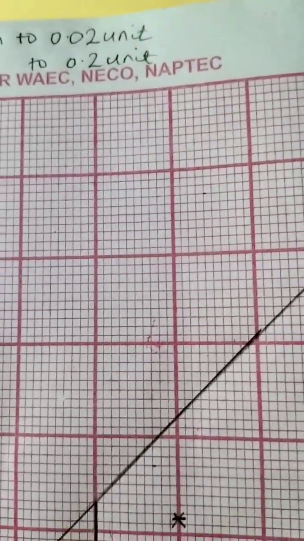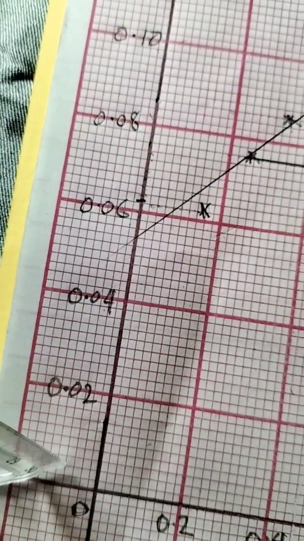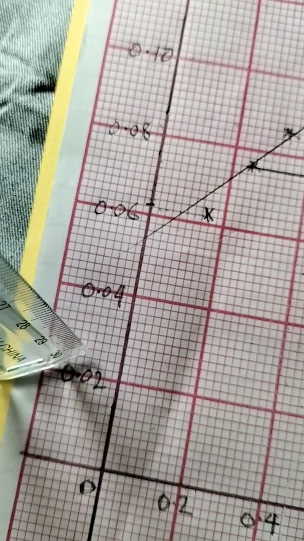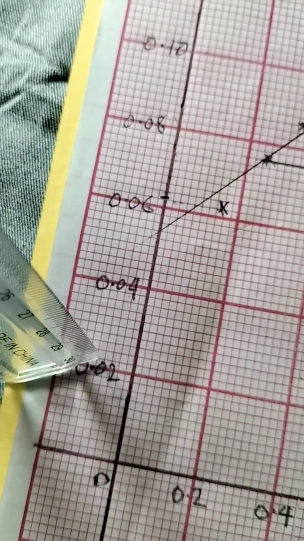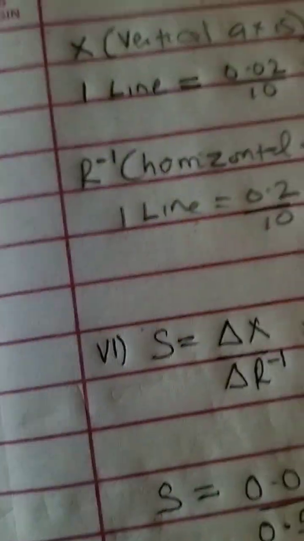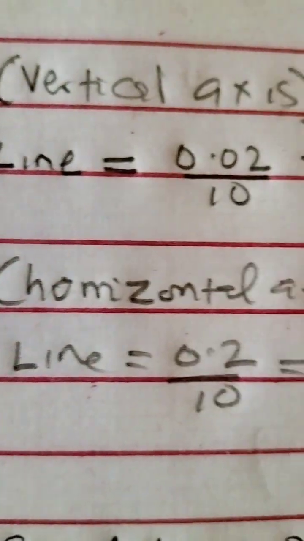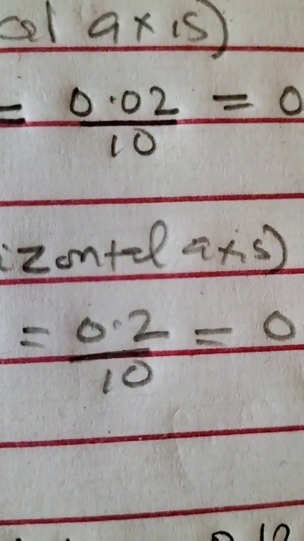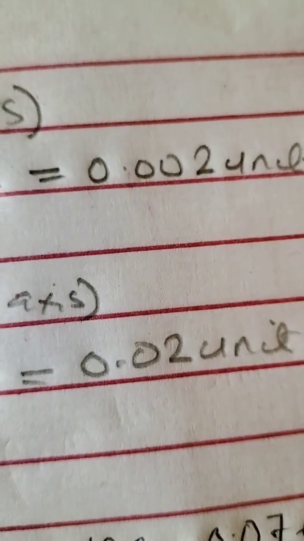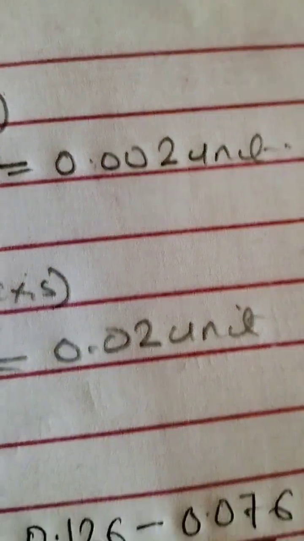Before we start plotting our graph, we should know what one tiny line represents so you can count your readings very well. So how would I know what one line represents on the vertical axis? I'll divide 0.02 by 10 lines, because there are 10 lines in one box. On the S vertical axis, one line is 0.02 over 10, and that gives us 0.002. So one line on the vertical axis is 0.002.